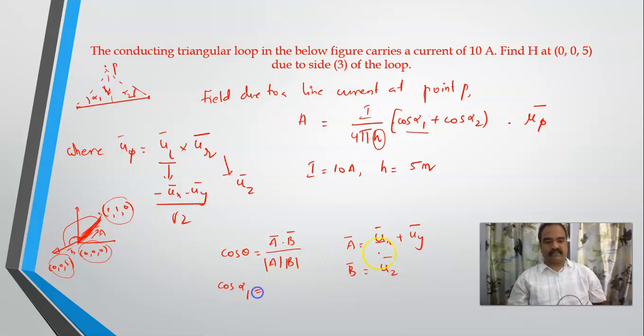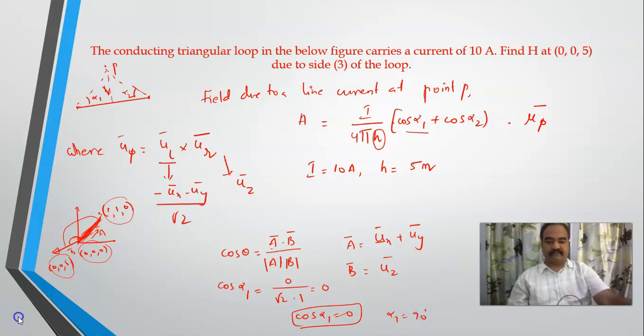cos alpha 1 is equal to the dot product, right? So what I'll get is 0 here, right? This is root 2 and this is 1. So cos alpha 1 is 0, which means alpha 1 is equal to 90 degrees. This is the first angle.